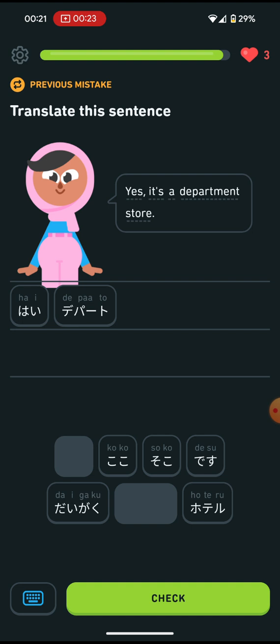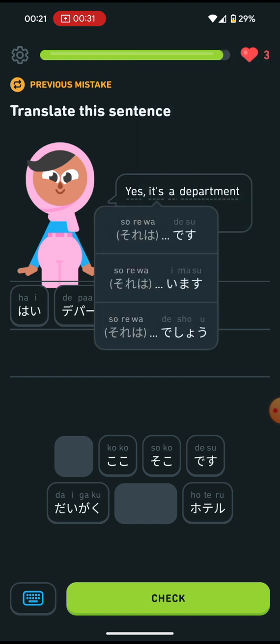But here's the frustrating thing. There's always going to be a definition, right? It tells you the definition of "yes." It tells you the definition of "department store." It does not do that for "it's." Instead, it gives you a different definition, which is sorewa, which is "that is." Now, it doesn't mean "it's," because otherwise, if you say "it's" and then you have the end of a sentence that's not a question mark, then you would say sorewa, sorewa, and that wouldn't be the case. Or it would be desu, desu, if they're just interchangeable.